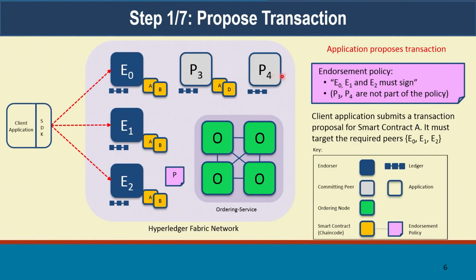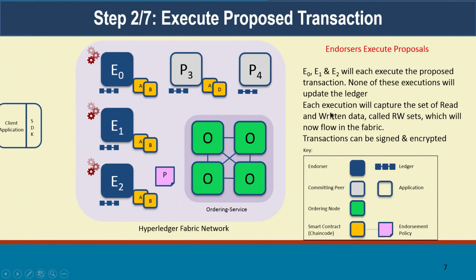Then P3 and P4 in this example are committer-only nodes. We'll see what their function is over the next few steps. And there is an ordering service that I have shown here. There's a key here that shows what the difference is, and the pink is the endorsement policy. Here the endorsement policy in this example says that E0, E1, and E2 must sign this transaction. So that's the first step of proposing a transaction.